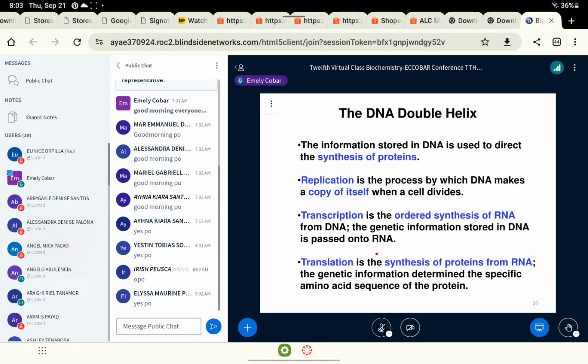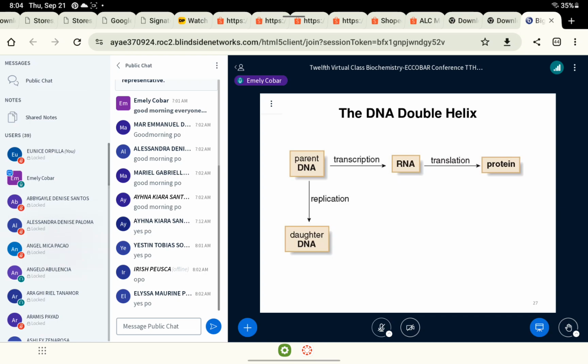Yung information na nasa RNA na yun, i-convert na to protein. So that is translation. Translation is the synthesis of proteins from RNA. The genetic information determines the specific amino acid sequence of the protein. And that genetic information, class, yun yung sequence of nucleotides or the nitrogenous bases. Okay? Next.